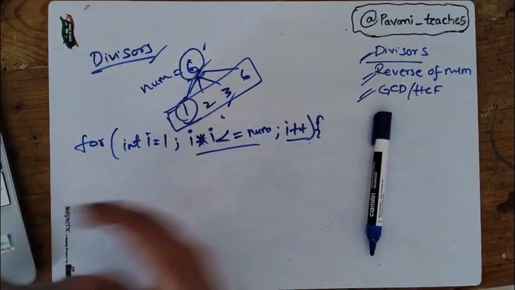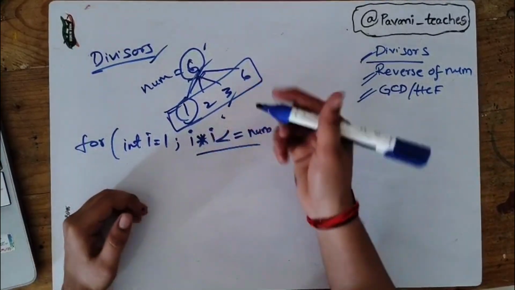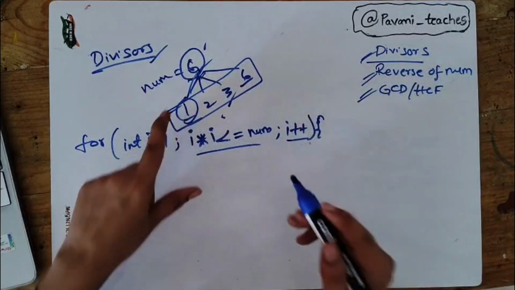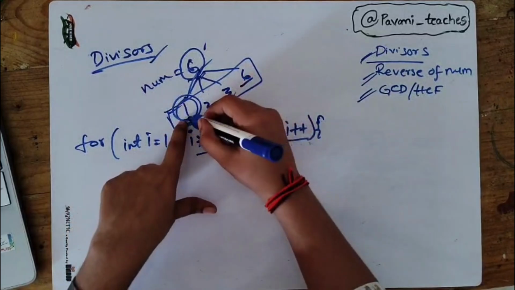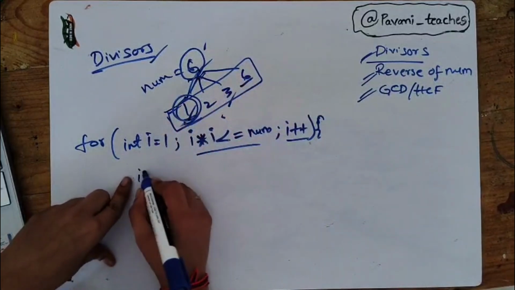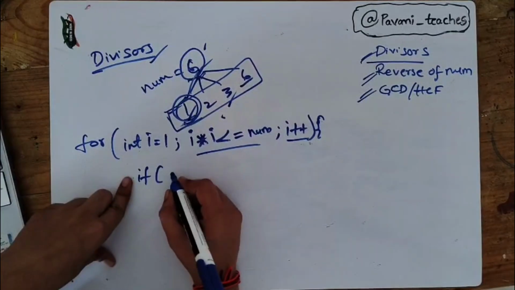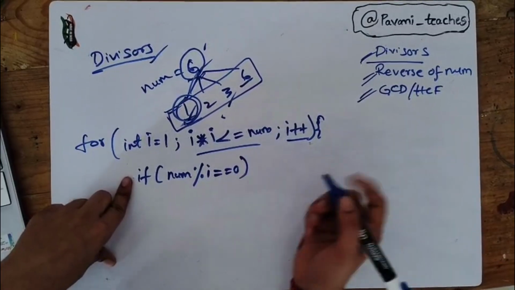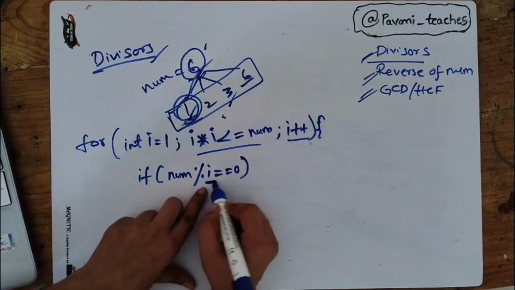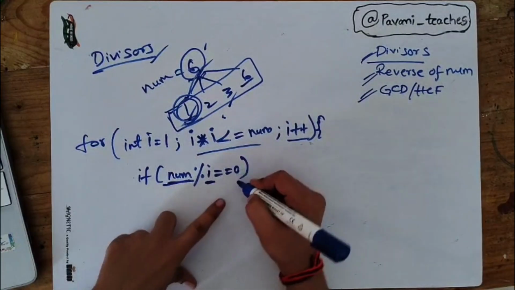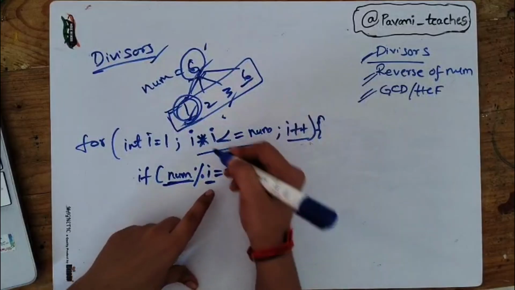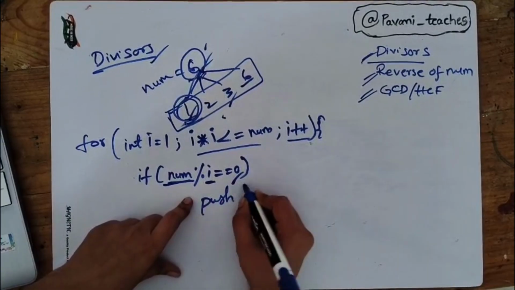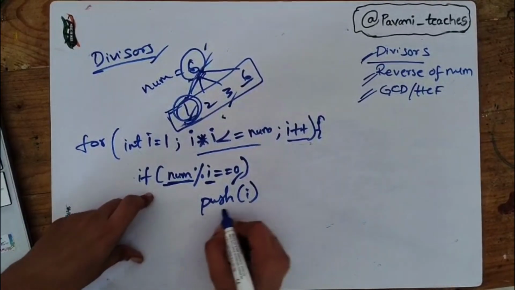Just stay patient. Now, inside the for loop, as I explained before, if we are checking 1, we should also get 6. What would be the logic? First, we'll write the logic to find 1. That is, if num modulo i equals 0, that means if we divide num by i the remainder has to be 0, then it is exactly a divisor of 6. Then we'll push i to the array.